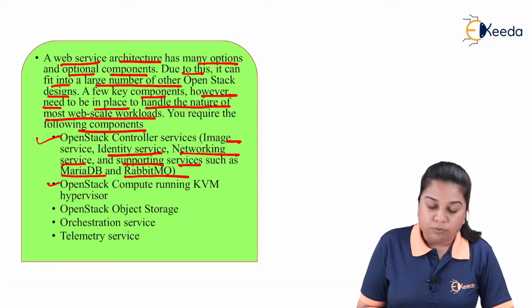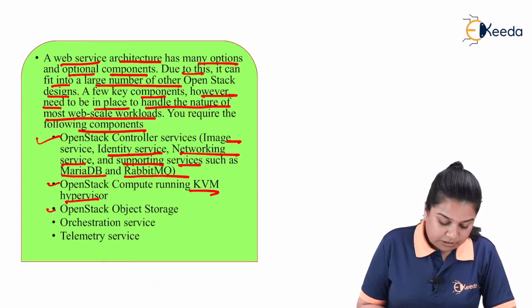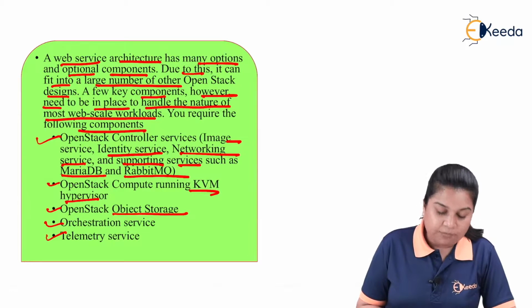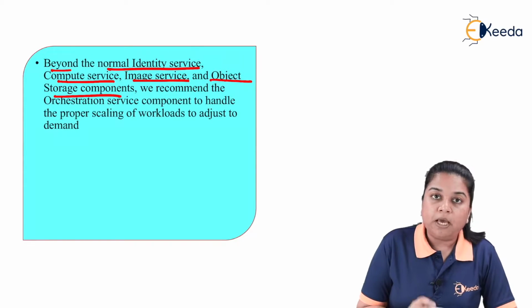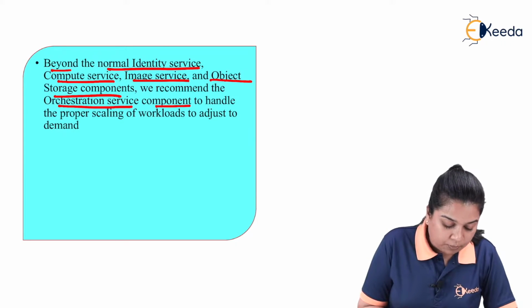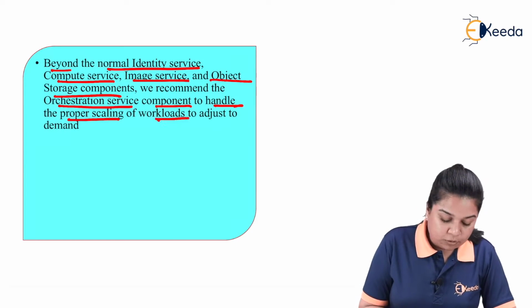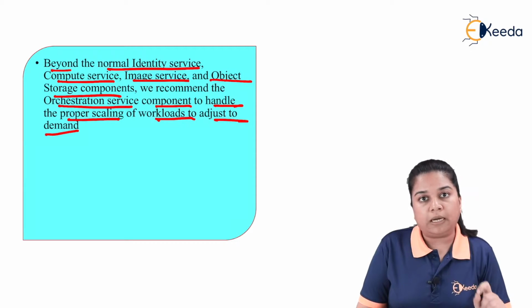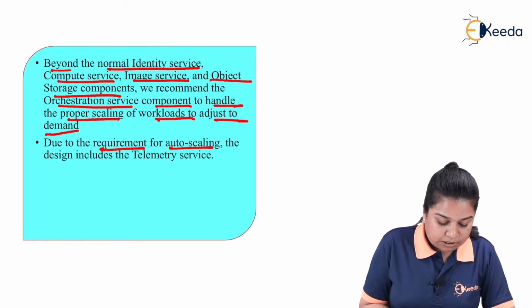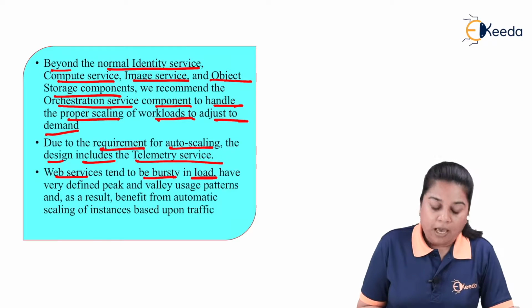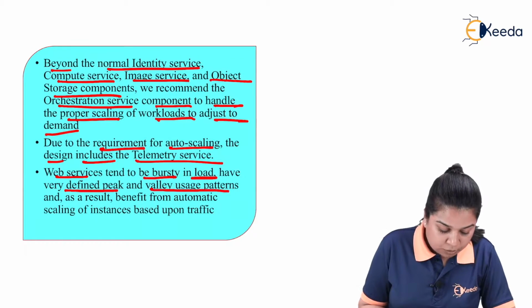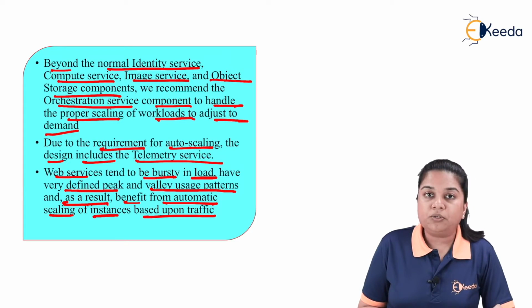Then OpenStack compute running the KVM hypervisor. Then OpenStack object storage, orchestration service, telemetry service. Beyond the normal identity service, compute service, image service and object storage components, it is recommended to add the orchestration service component to handle the proper scaling of workload to adjust to the demand of the user or the client. Due to the requirement for auto scaling, the design includes the telemetry service. Web services tend to be bursty in load, have very defined peak and valley usage patterns, and as a result benefit from automatic scaling of instances based upon traffic.